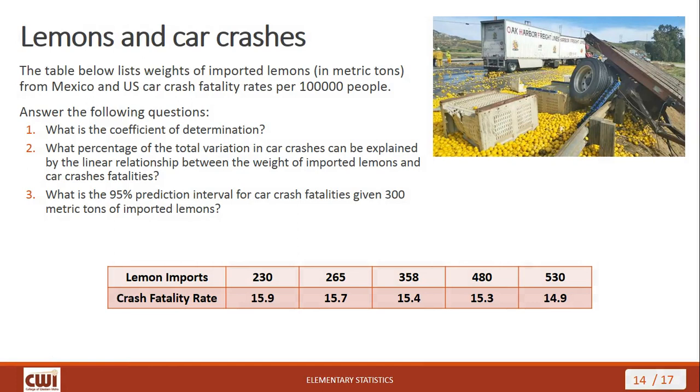Let's look at another example problem. We've seen this one before, lemons and car crashes. So here we have the same data set that we have seen previously, but we have new questions. First, what is the coefficient of determination? Second, what percentage of the total variation in car crashes can be explained by the linear relationship between the weight of imported lemons and car crash fatalities? And three, what is the 95% prediction interval for car crash fatalities given 300 metric tons of imported lemons?